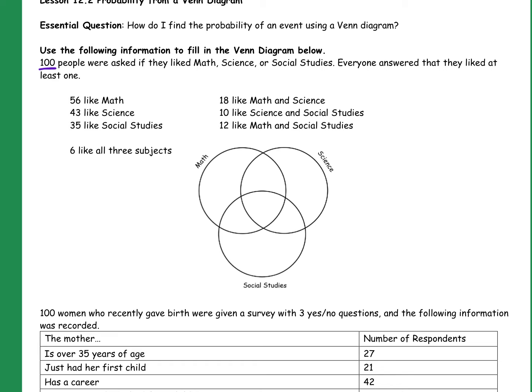So hold on, let me, so here is math, right? I'm going to highlight these. That's my math circle, right? Here's my science circle. And then here is my social studies circle. So the very middle is where all 3 of those overlap at, right? Right here. So what does that mean? Kids who liked all 3. So how many kids liked all 3 subjects?